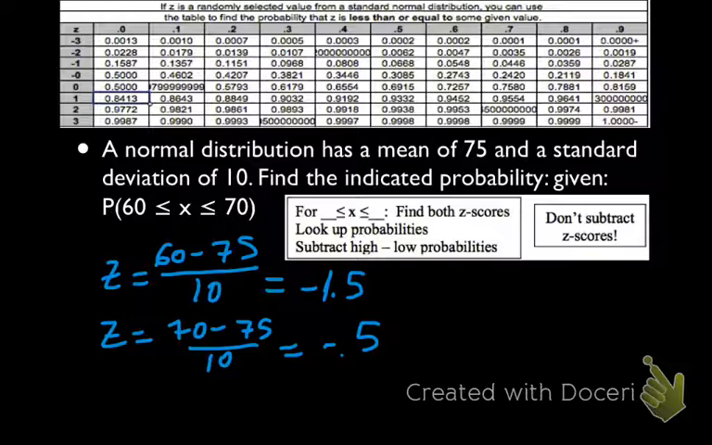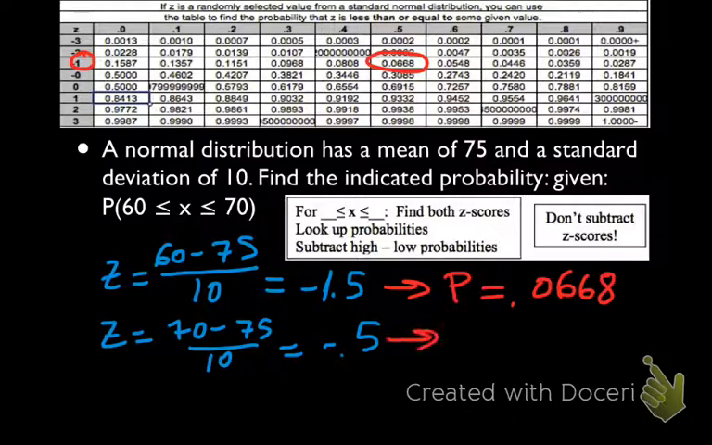So for negative 1.5, the probability: I'm going to go to negative 1 over to 0.5, 0.0668. Let's do the next one. For negative 0.5, I think we already figured out that the probability was what? 0.3085. Okay? So that gives me the probability of each one.